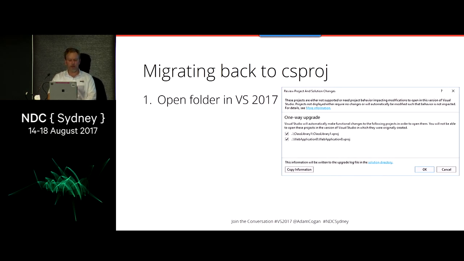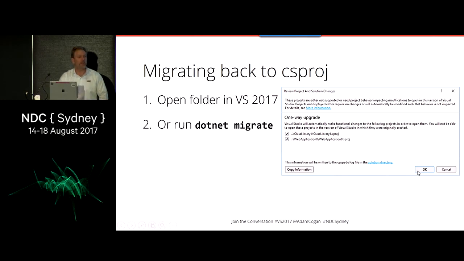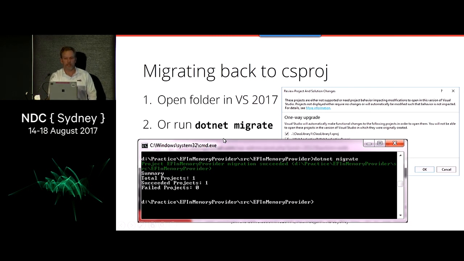So, if you want to migrate back, which doesn't sound like any of you do, because you haven't gone there, you just open your folder and it will pop open and say, hey, you should review your project. These projects are either not supported or need project behavior impacting modifications. There's nothing here that says sorry. That makes it sound like you made a mistake. But anyway, you click OK and you're good to go. If you want to do it command line, you just go .NET migrate and you're done. Nice green message, everything. So it's very, very painless.